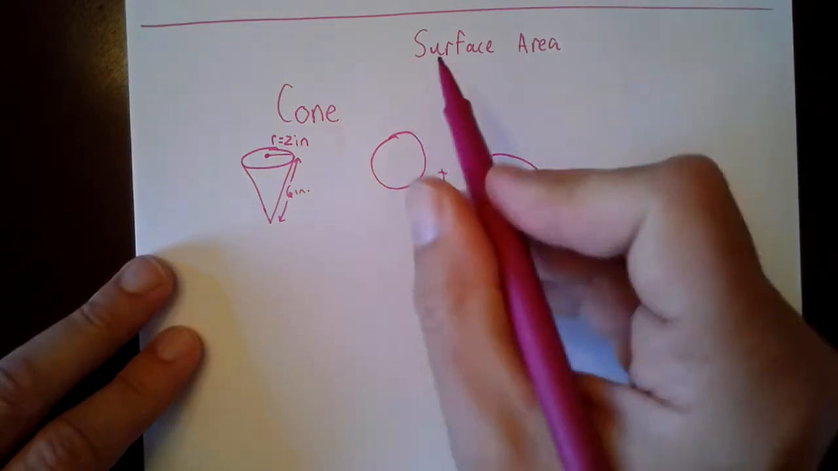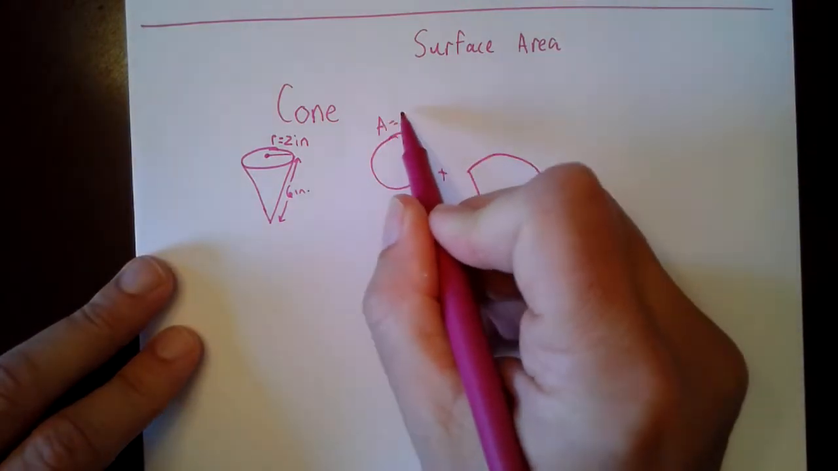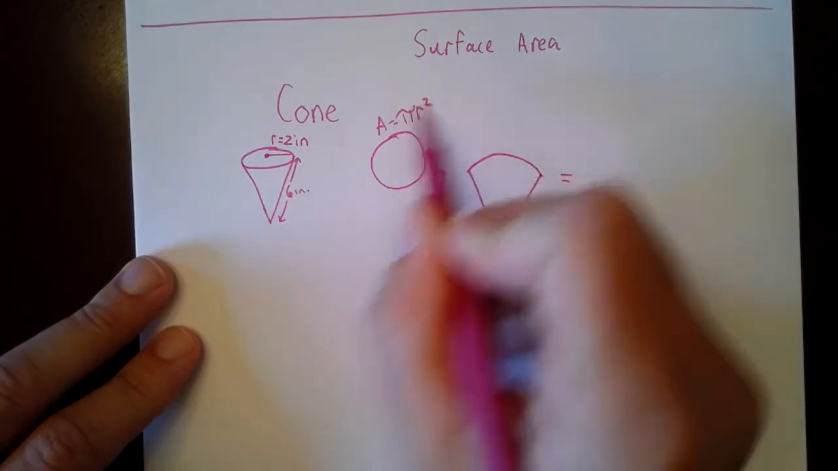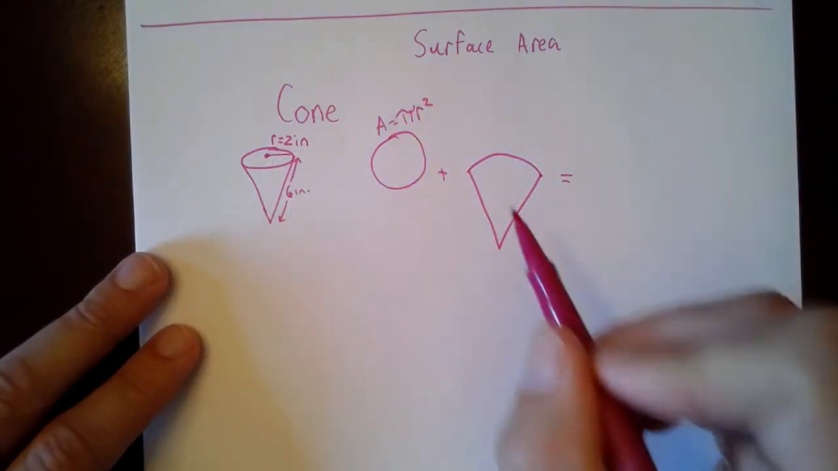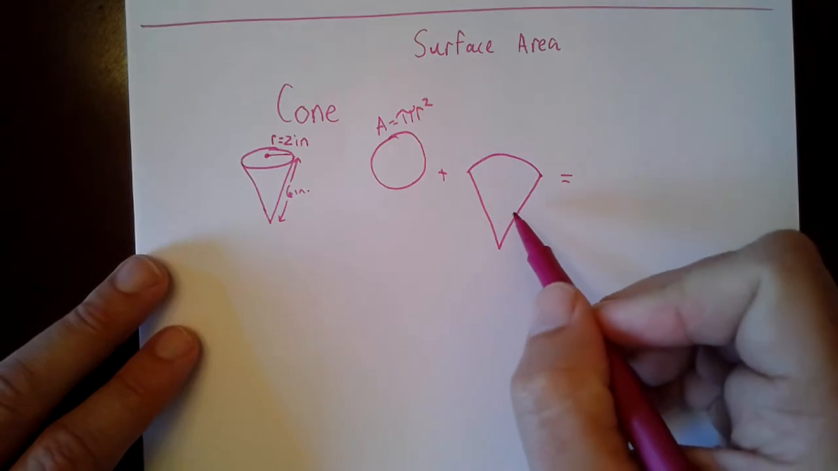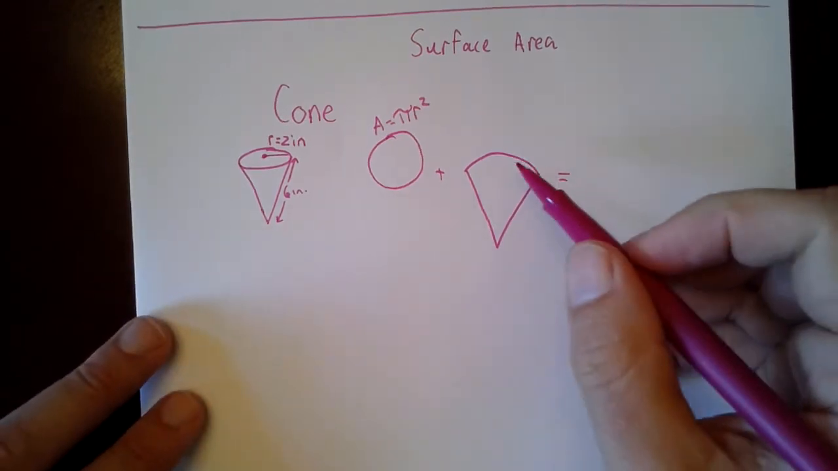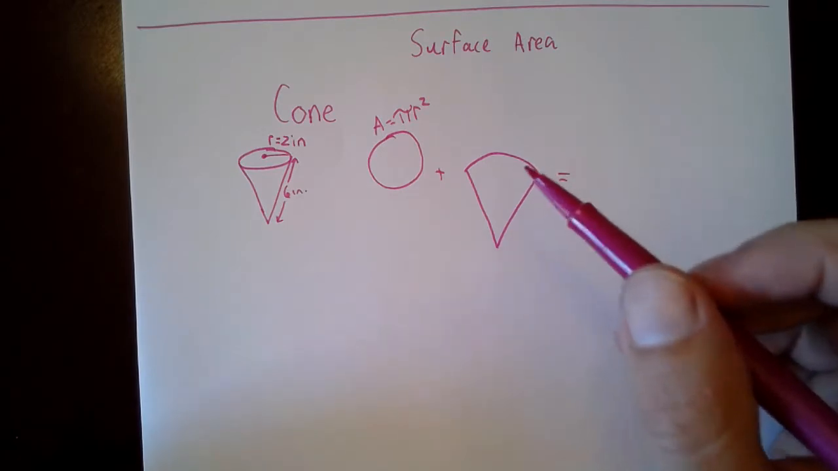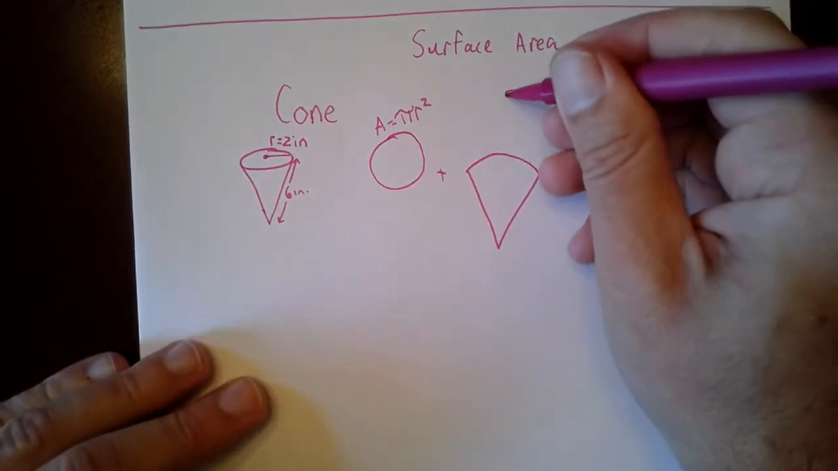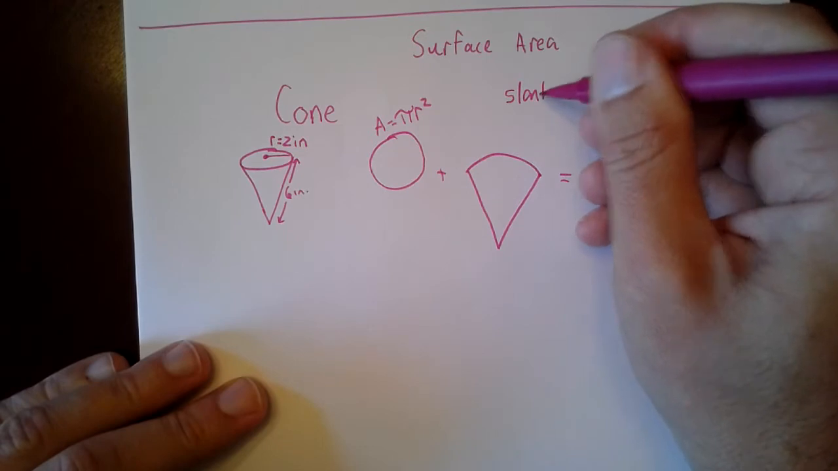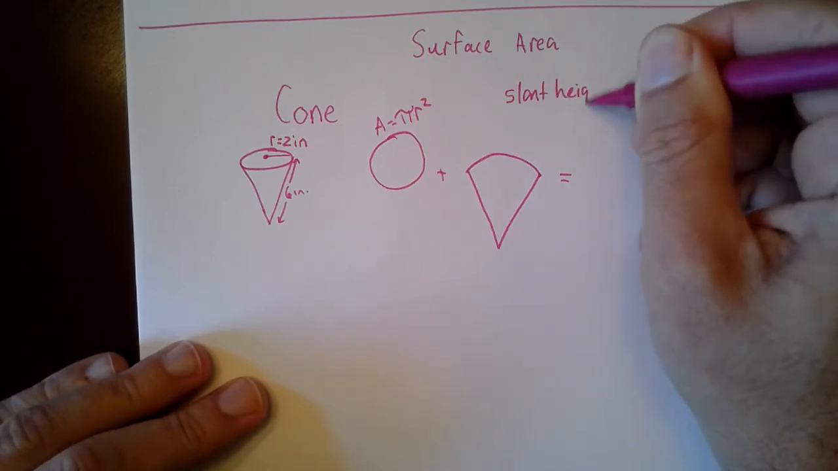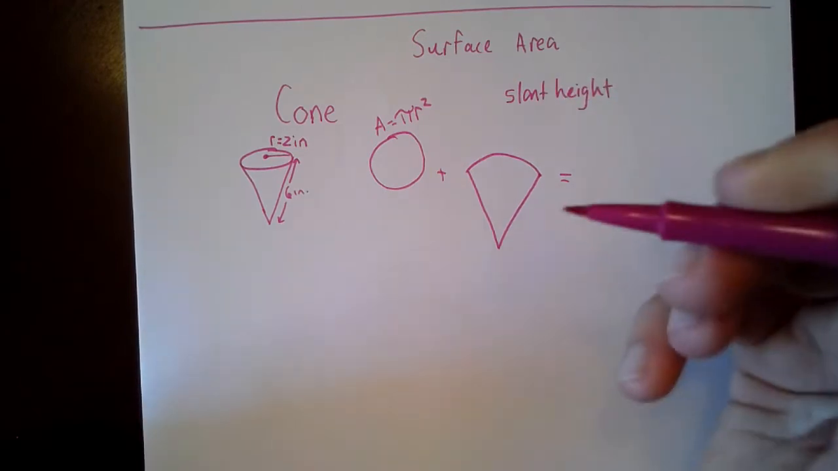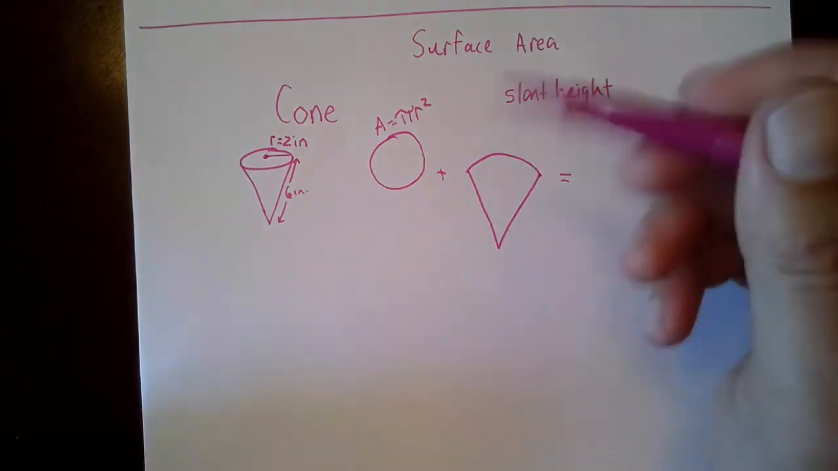To find the area of a circle, again, we're just going to do pi times the radius squared. This part, this is where it's a little bit different. To find the area of this, we need a new concept, a new length. It's called the slant height. I'll write it down. Slant height.